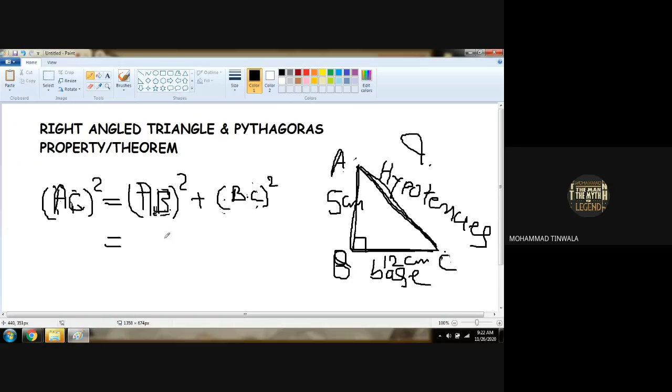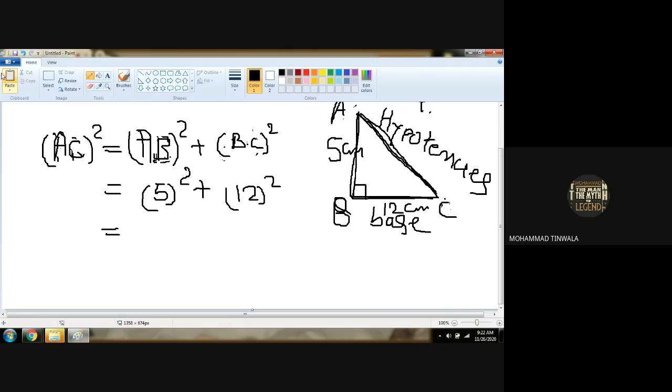So AB square is what? 5. AB is 5 centimeter raised to 2 plus BC is what? 12 centimeter raised to 2. Samjhai che girls? Yes, sir. Now 5 5s are 25 plus 12 12s are 144.